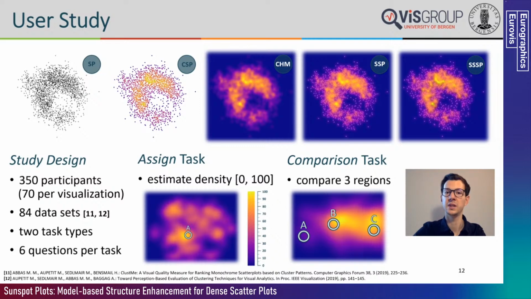The error was then computed as the difference between the participant's answer and the average per pixel density within the highlighted region. In the comparison task, we highlighted 3 regions, A, B, and C, and asked the user which region contains either the highest, the lowest, or if all regions have the same density.